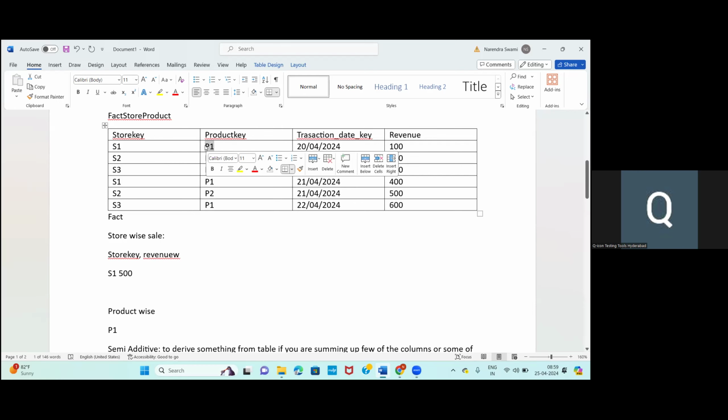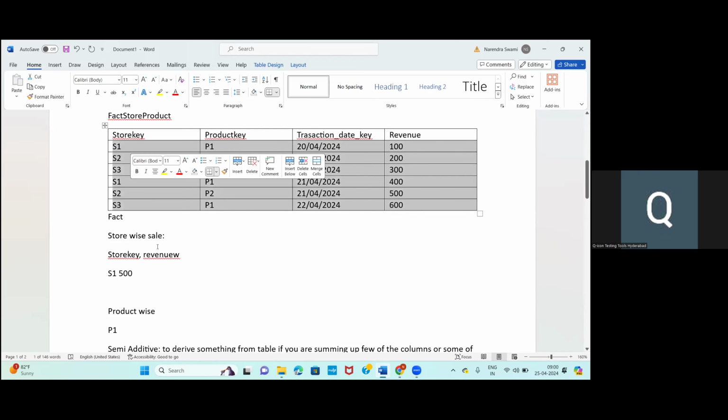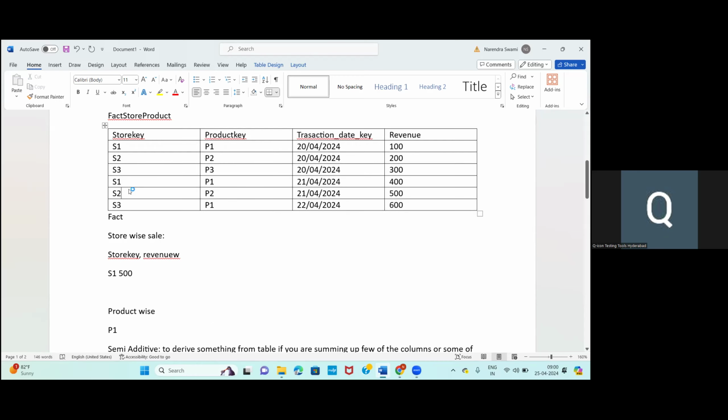It will give us, over a period of time, what has happened, whether it is profit, whether it is loss, whether we have to improve something. That will be based on these cumulative fact tables. Cumulative fact table example, the best example is the additive fact.